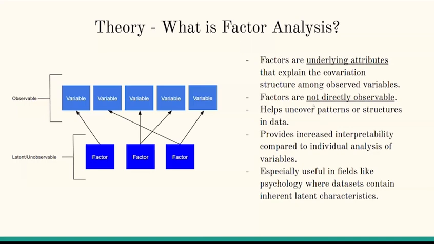Factors are underlying attributes that explain the covariation in a data set. There's a bit of a visualization here of that. You have latent factors, and they explain the covariation among variables. But these are not directly observable, so we have to use factor analysis to figure them out. It also helps uncover patterns and structures in the data, and it can give you more interpretability compared to individual analysis of variables. This is very useful in psychology where there are inherent latent characteristics that come with data sets.